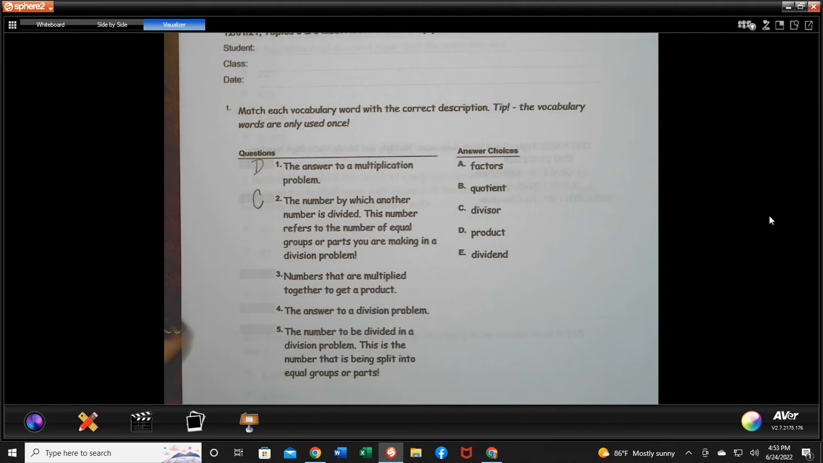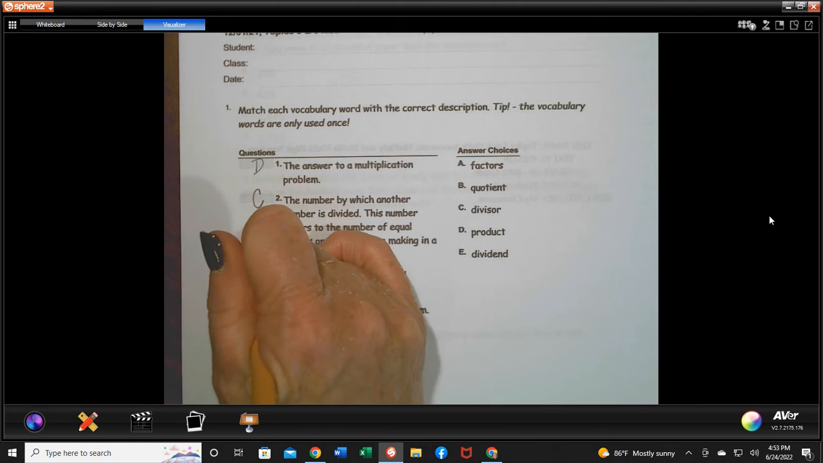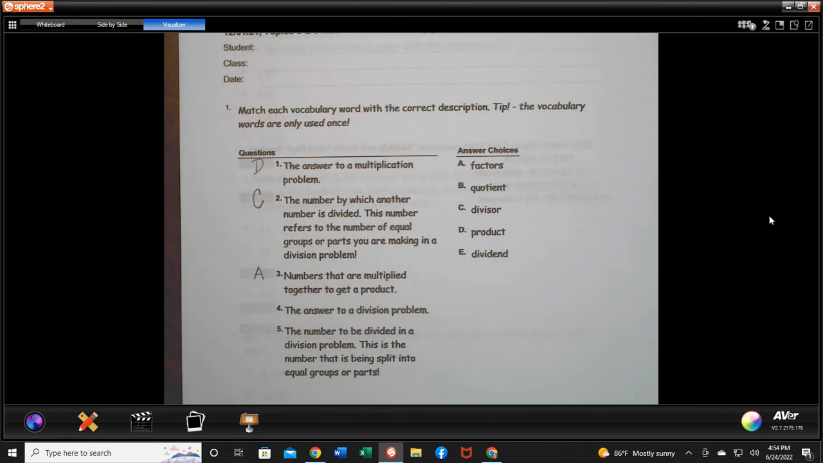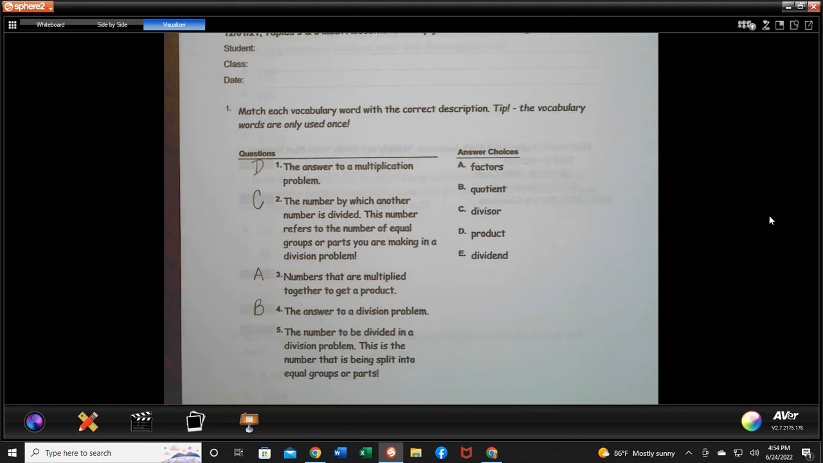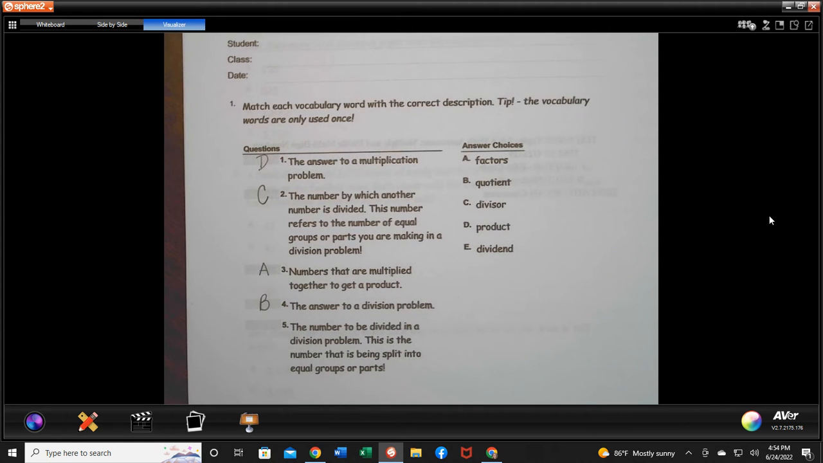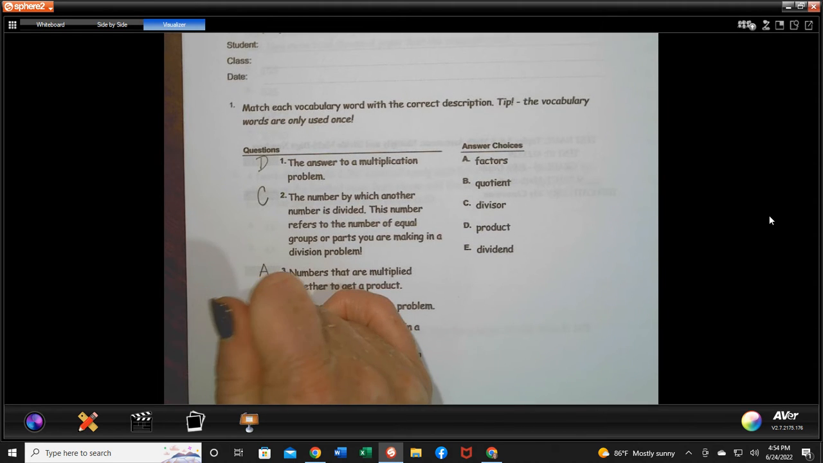That's the number of equal groups or equal parts you are making. All right. Number 3, numbers that are multiplied together to get a product are your factors. All right. Number 4, the answer to a division problem is a quotient. So that goes with answer choice B. And number 5, the number to be divided in a division problem. This is the total that you have that is being split into equal groups or equal parts. And that is called the dividend, E.